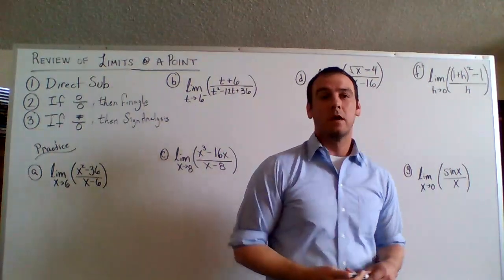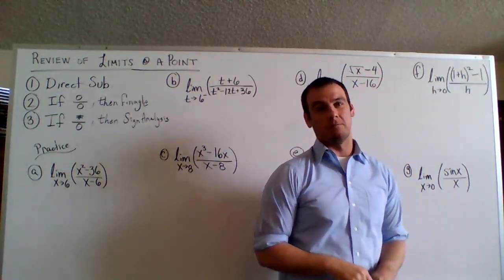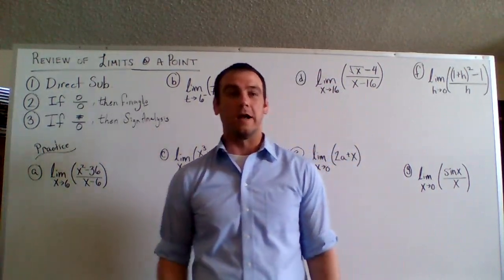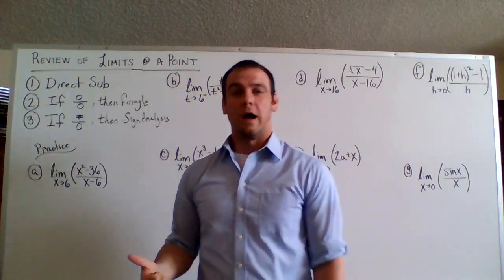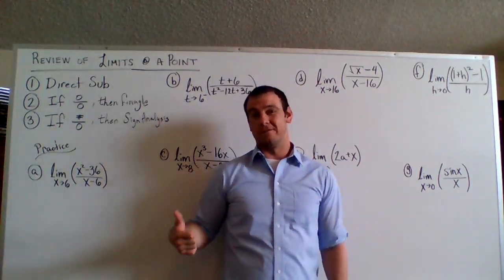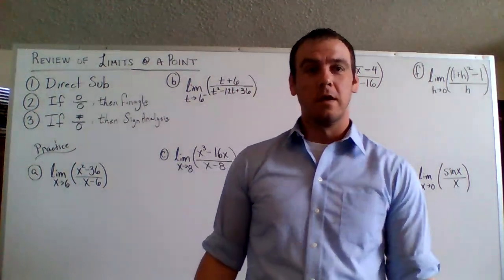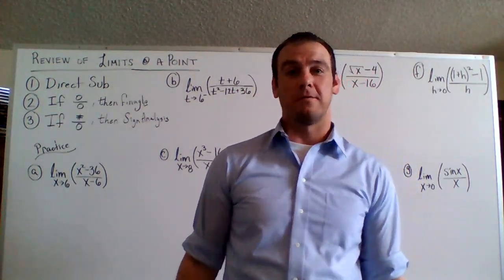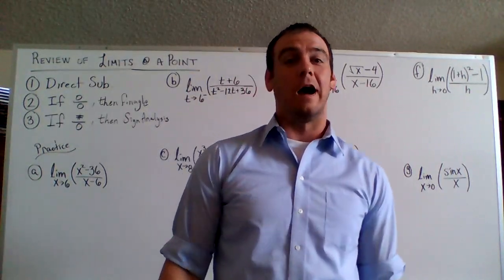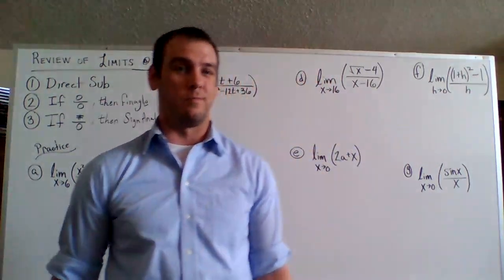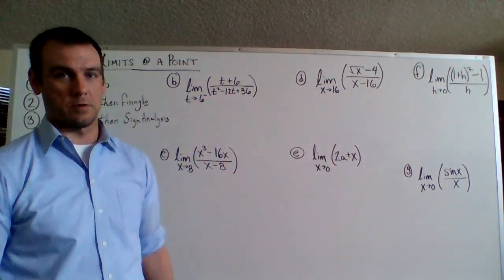Those are going to be your three steps every single time you're doing limits at a point. Number one, direct sub. If it works, you're done. Then if it doesn't work out, you're either going to get 0 over 0 or a number divided by 0. With 0 over 0, you're going to finagle it, try to factor, cancel, that sort of thing. If you get a number over 0, then you basically are going to have to do some sign analysis to figure out what you're going to be approaching.